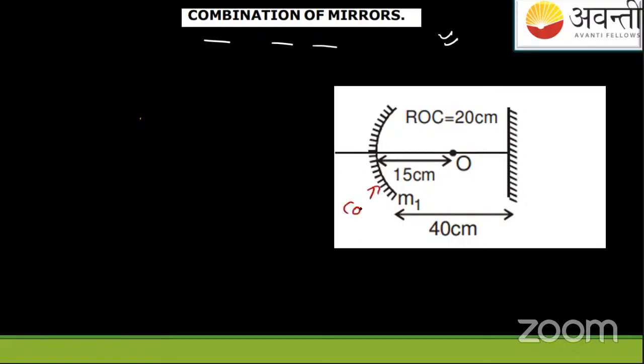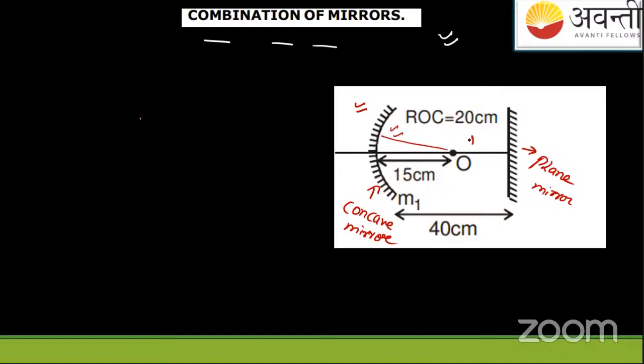This is a concave mirror. This is a plane mirror. Now the question is this: taking the first reflection of the object from this concave mirror, find the final image formed. So what will the process be? The process will be this: the first reflection will be from the concave mirror.